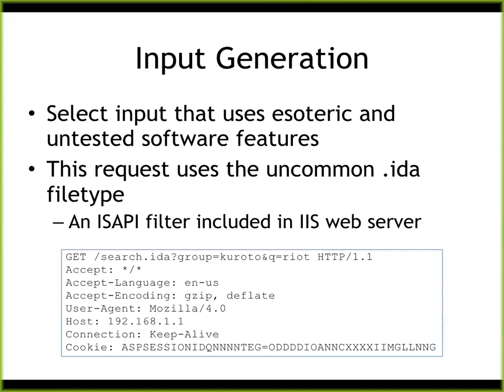So here's one where they're attacking an IIS web server, and for some reason, IIS has some obscure file type called IDA that it does some processing on. Whatever that is, it's the same thing. That code's just been sitting there unused for years, and so it's got old-fashioned vulnerabilities.